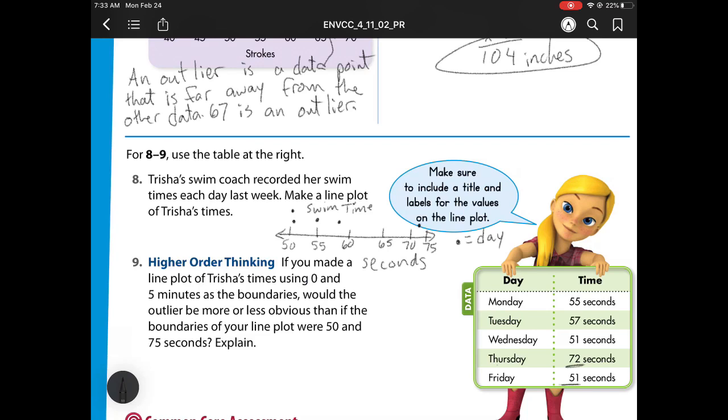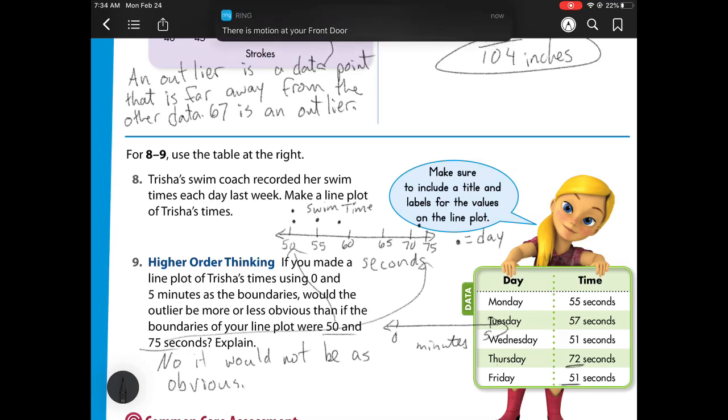If you made a line plot of Trisha's times using 0 and 5 minutes as the boundaries, would the outlier be more or less obvious than if the boundaries of her line plot were 50 and 75? So they're asking if instead of using the numbers that we used right here, what if we went from 0 minutes to 5 minutes? Would it be as obvious? The answer is no, it would not be as obvious. And why is that?